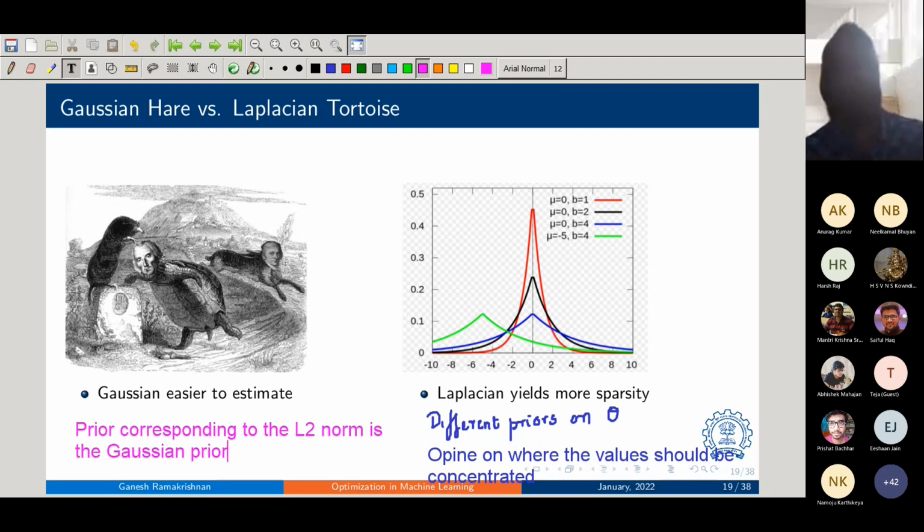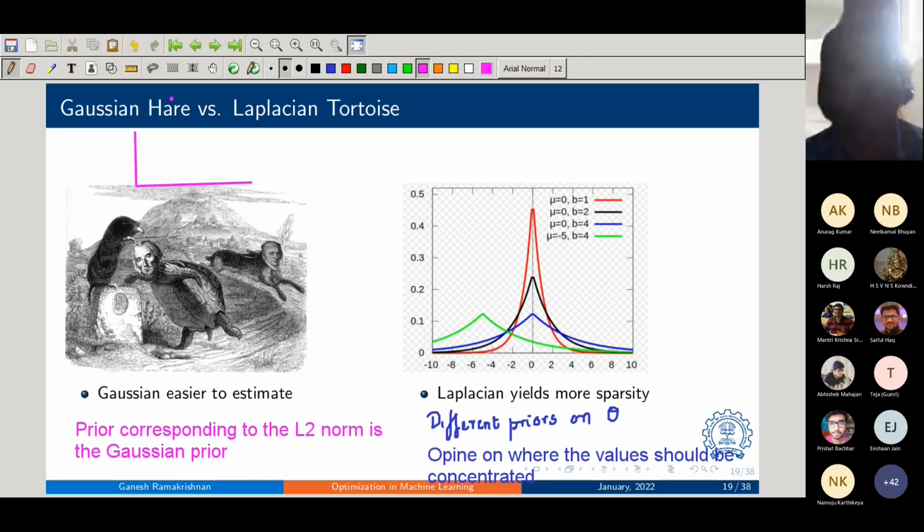And all of you know what the Gaussian looks like, right? This is called the Gaussian hare. It moves very fast, but it converges to a non-sparse solution, whereas the Laplacian is a tortoise: it moves slowly, but converges to a sparse solution. It can be robust and can help generalization, as was pointed out earlier.